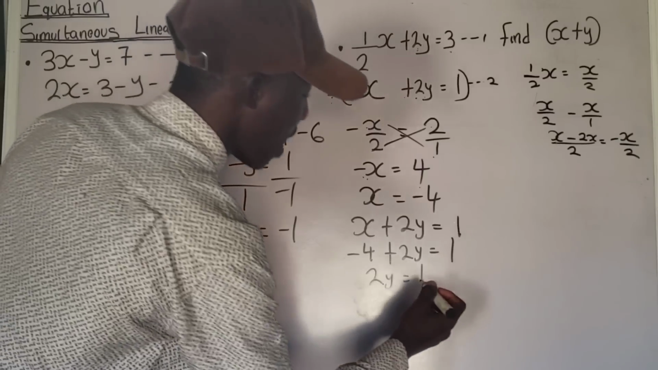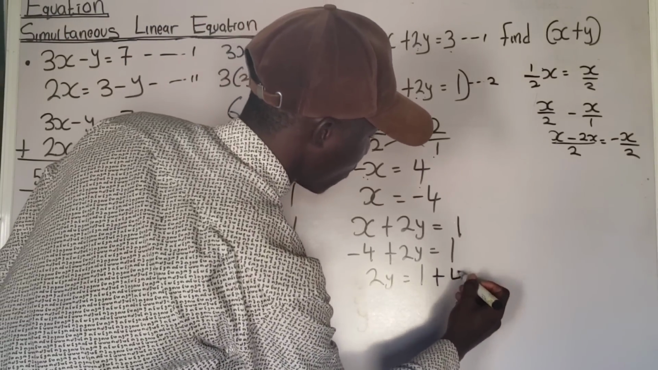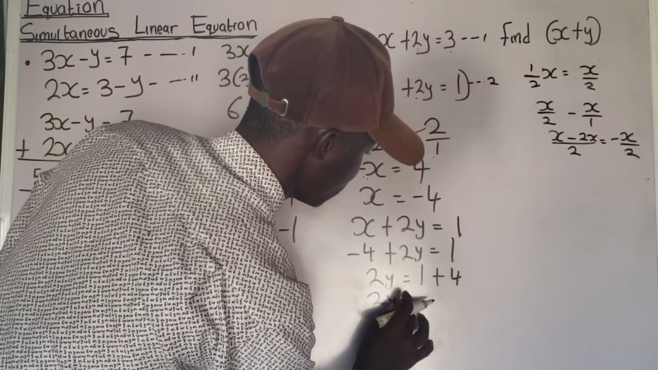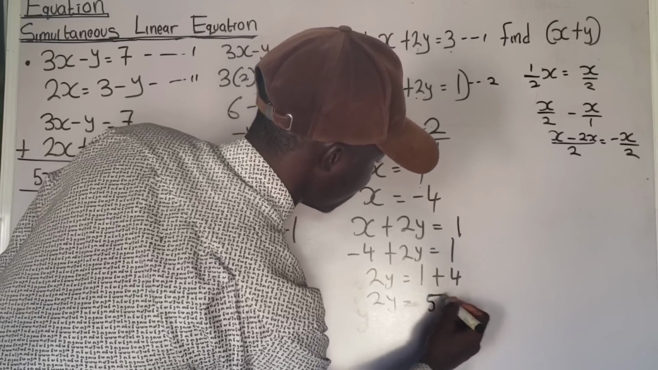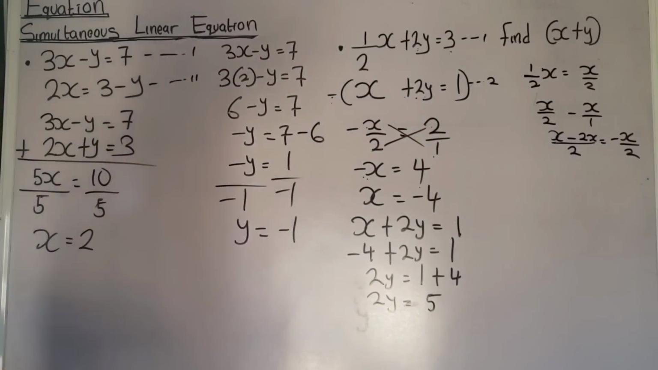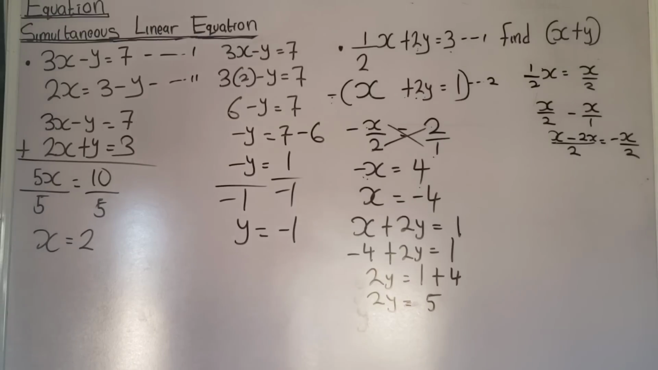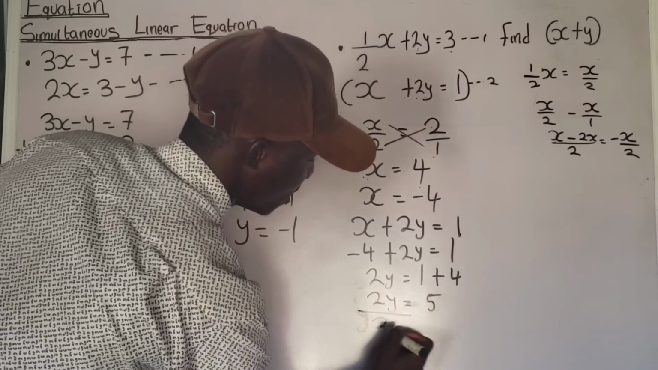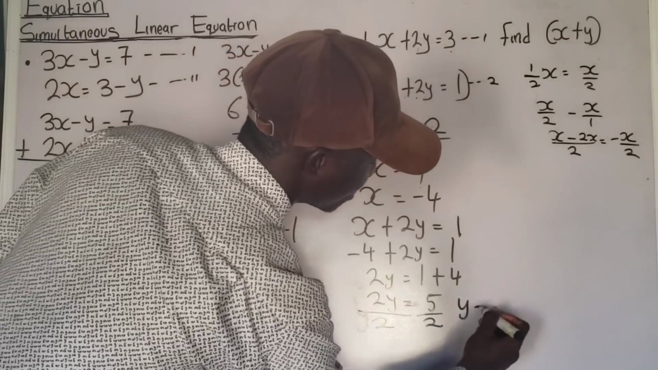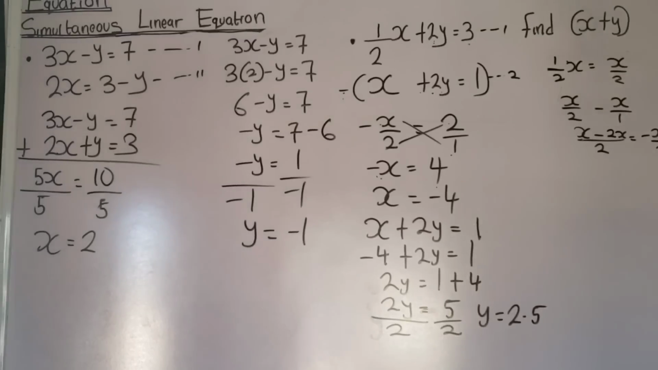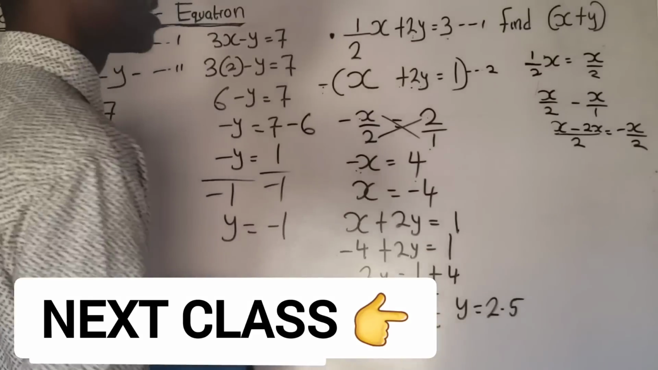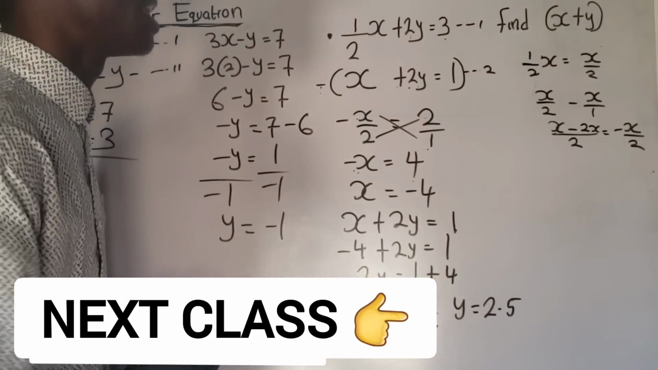So I'm going to have 1 plus what? 4. So 2y is equal to 5. Now, from this point, we can divide both sides by what? 2. If you divide both sides by 2, we are going to have this over 2 and this over 2. So y is equal to what? 2.5.